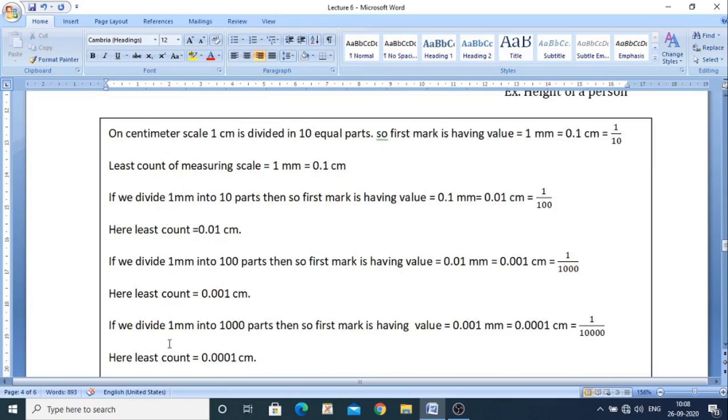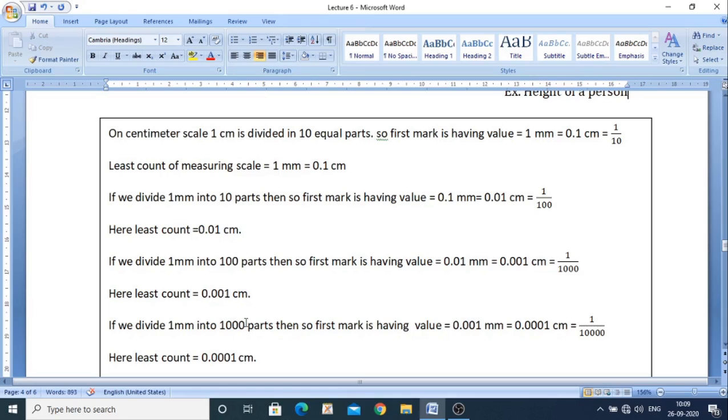Now again, if I divide 1 millimeter into 1000 parts, then the first mark has the value 0.001 millimeter, or 0.0001 centimeter, that is 1 upon 10,000. And the smallest marking after 0, that is the first marking after 0, has the value 0.0001 centimeter.